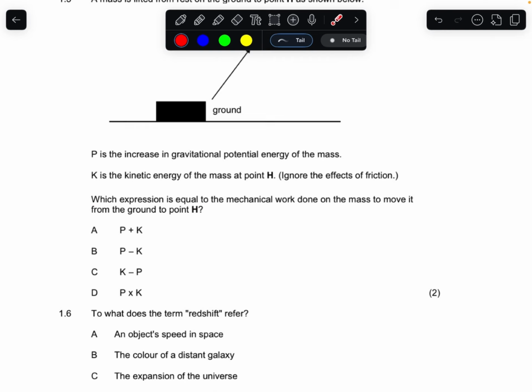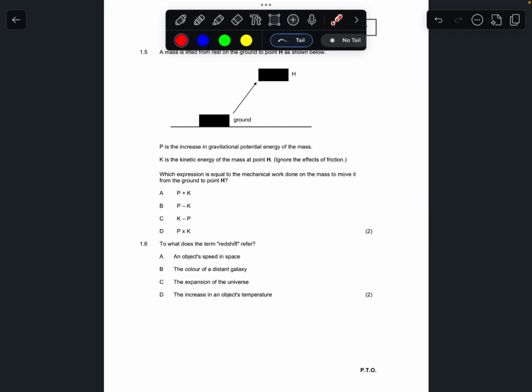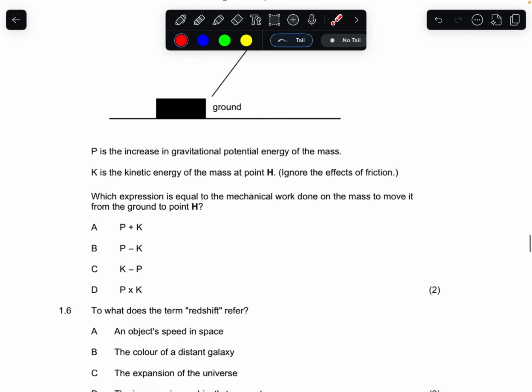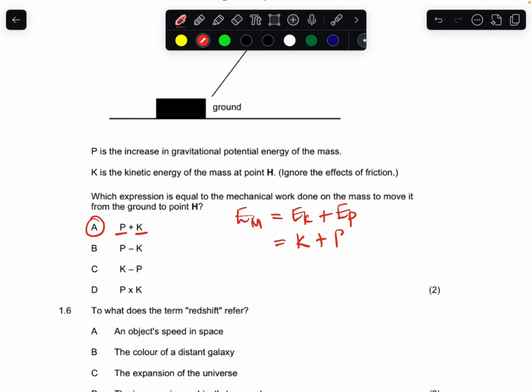Right, guys, the mechanical energy here is equal to the sum of the gravitational potential energy and the kinetic energy. So the option here is A. It's the gravitational potential energy plus the kinetic energy. The mechanical energy is equal to the kinetic energy plus the gravitational potential energy. But in this case, the kinetic energy is K and the gravitational potential energy is P. So the correct option is A.